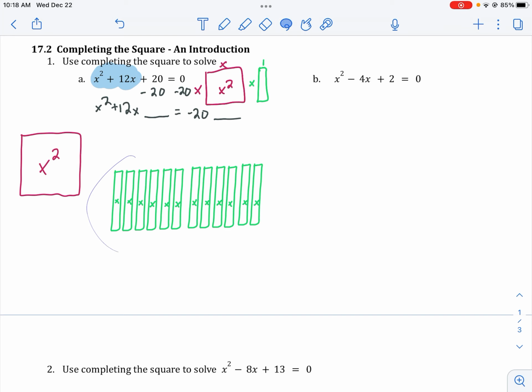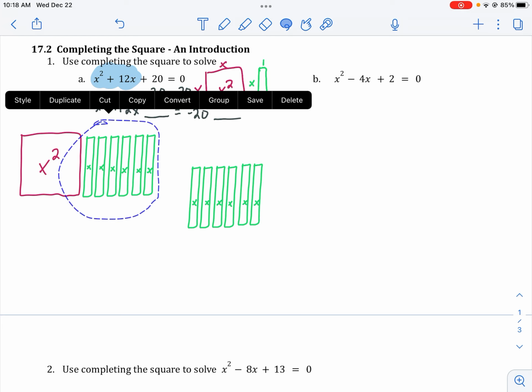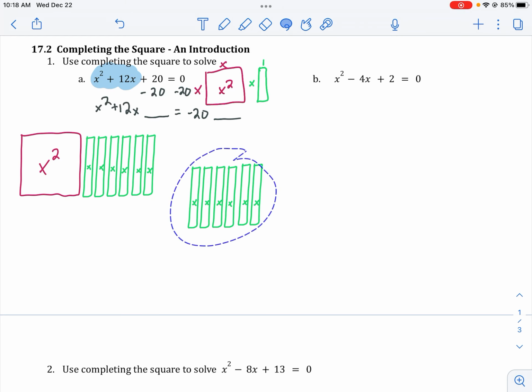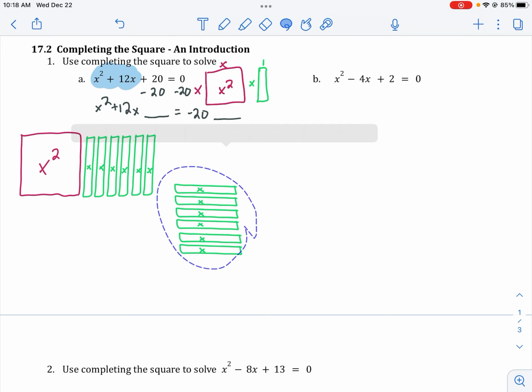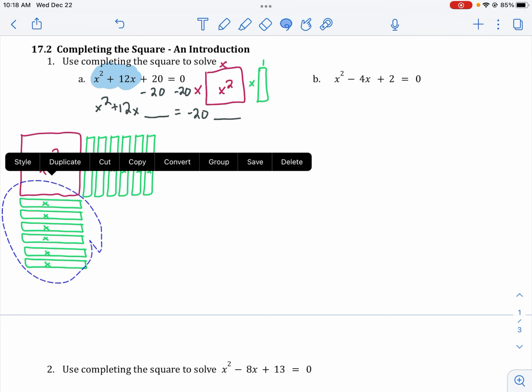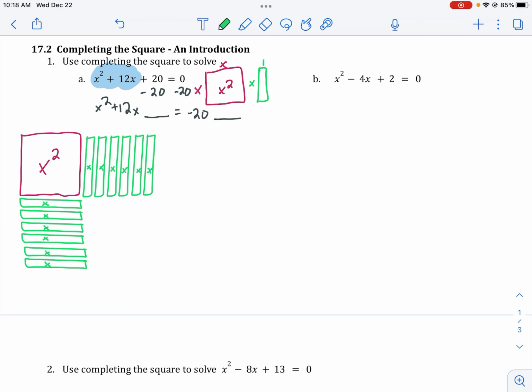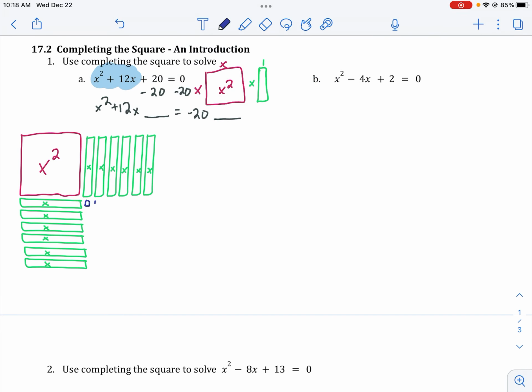Okay. So what I want to do is arrange these tiles into a square shape. I'm going to take half of these 12, the first 6, and put them up here like that. Then I'm going to take my other half, rotate it, and slide it here. Okay. So I have the makings of a square. Now the question is, and this is the number I'm going to add on both sides of my equation, how many little blocks would I have to draw to complete this square?